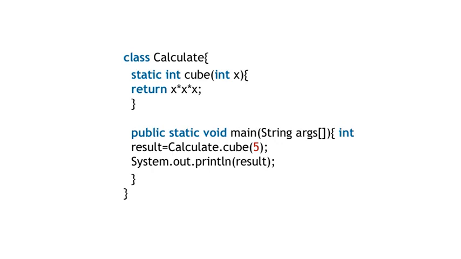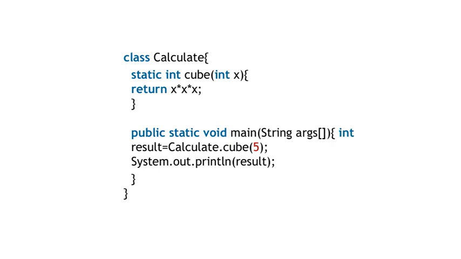Here, we have a class called Calculate. Inside this class, there's a static method named cube, which takes an integer as input and returns its cube, or multiplied by itself 3 times. This static method is a key concept because it allows us to call it directly on the class itself without needing to create an instance.